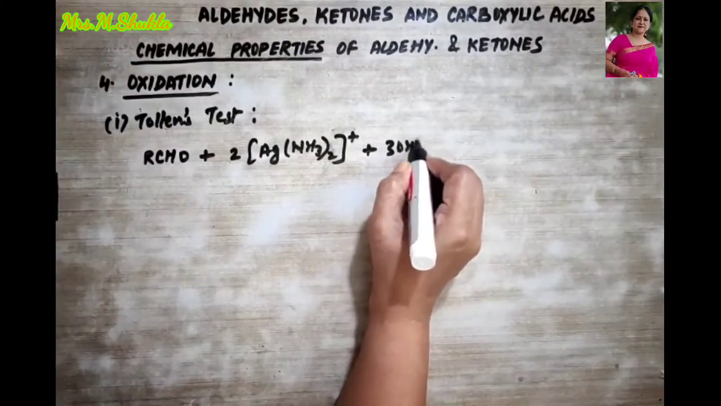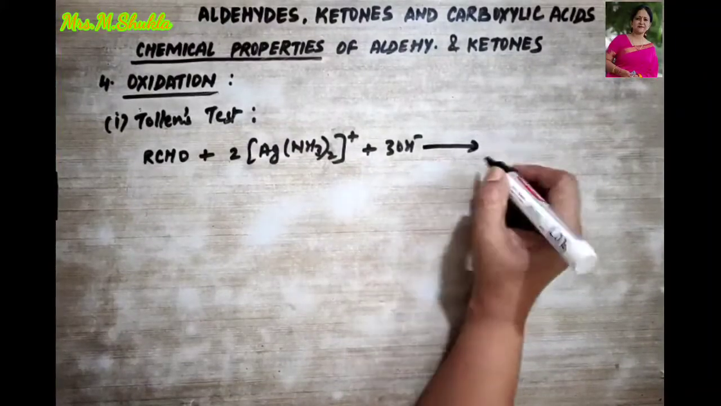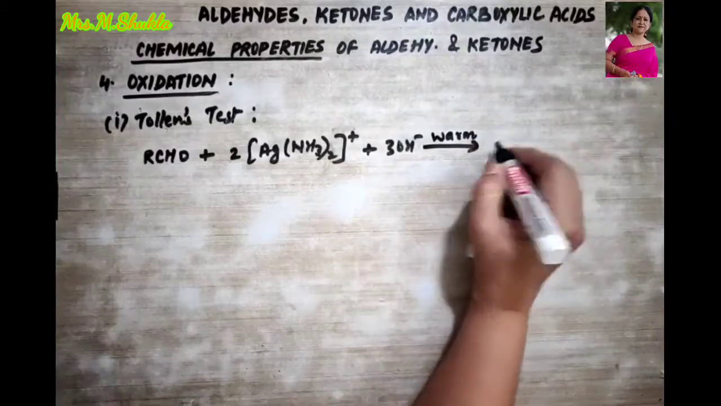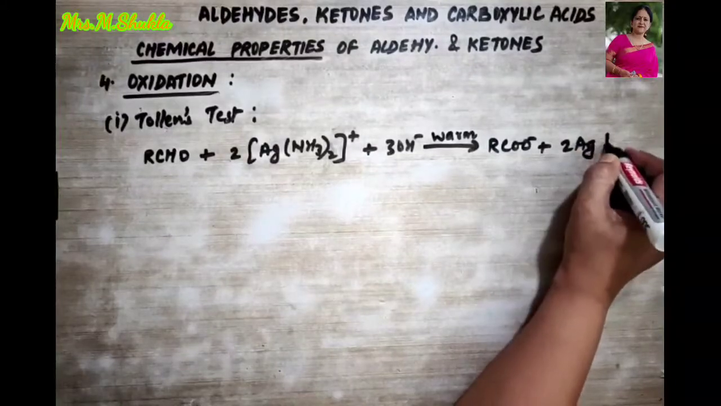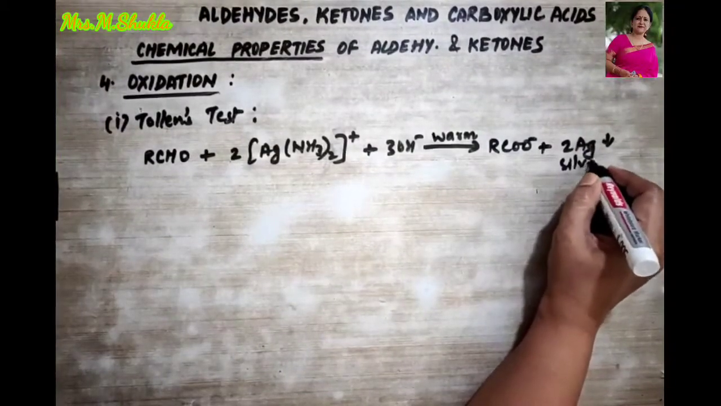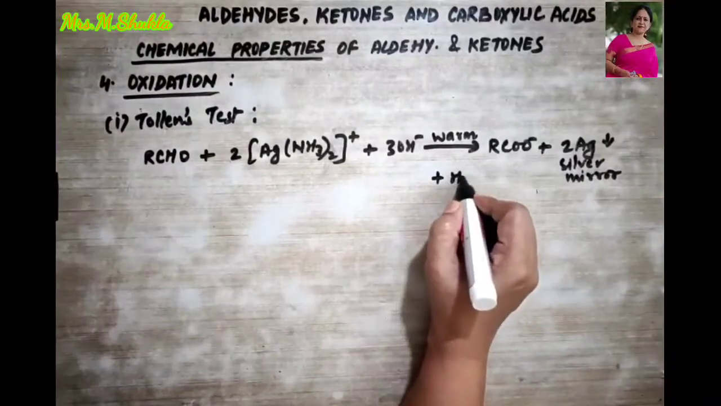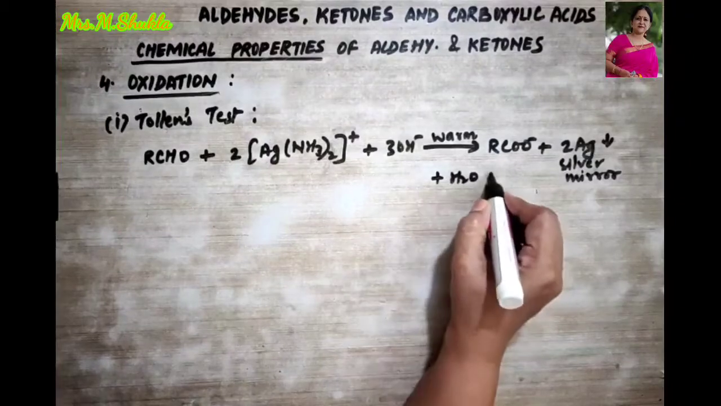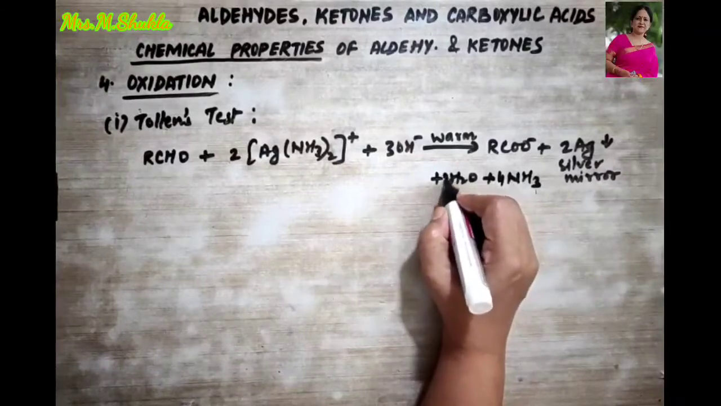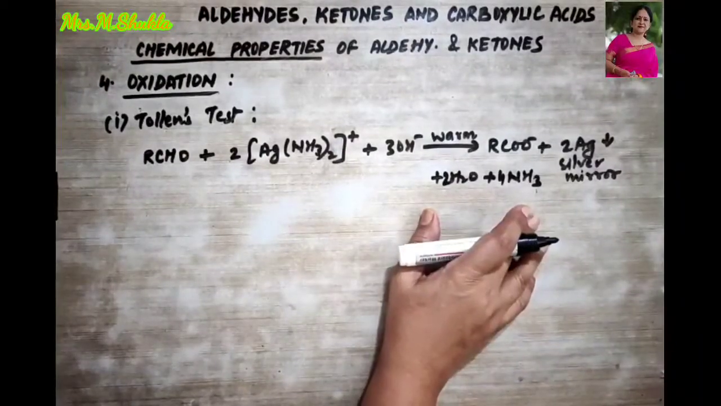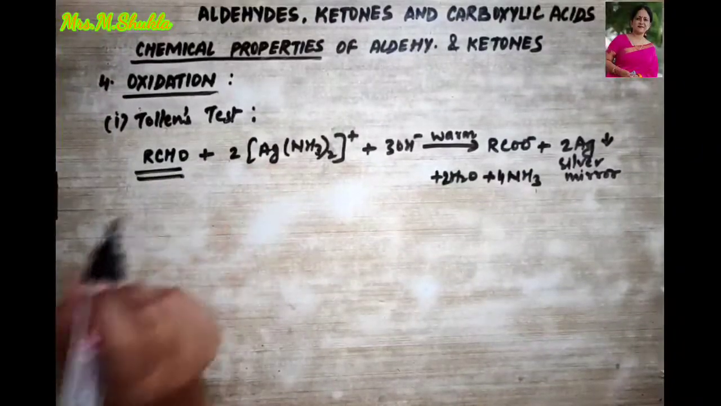So what are you going to observe over here? We will see a silver mirror. So on warming this reaction, we get the carboxylate plus 2 Ag. This is your silver mirror, plus 2 H2O, plus 4 NH3, right? So this test is given by aldehydes, not by the ketones.